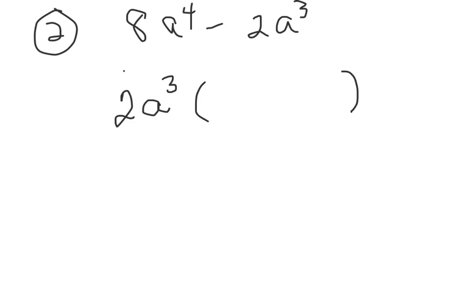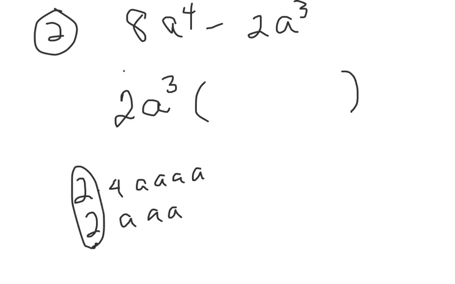Now, if you didn't get that, guys, I can write it out for you. If I were to write out the factored form of the first term, it would be 2 times 4 times a times a times a. And if I do it for the second term, it would be 2 times a times a times a. Now, circle what they have in common. They have a 2 in common. Here's one set of a, a second set of a, and a third set of a. So you see, your GCF is 2a to the third. That's what they have in common.